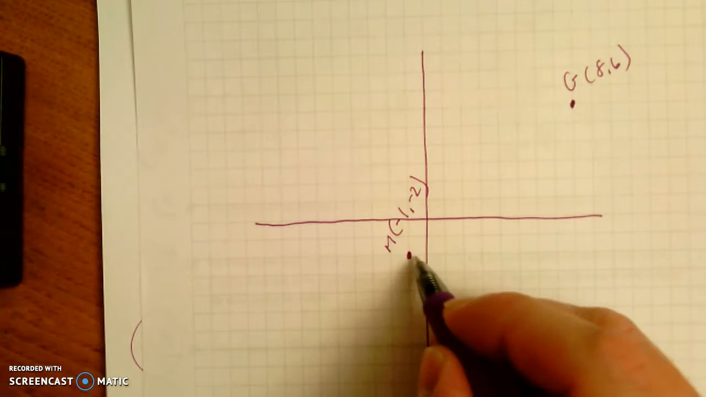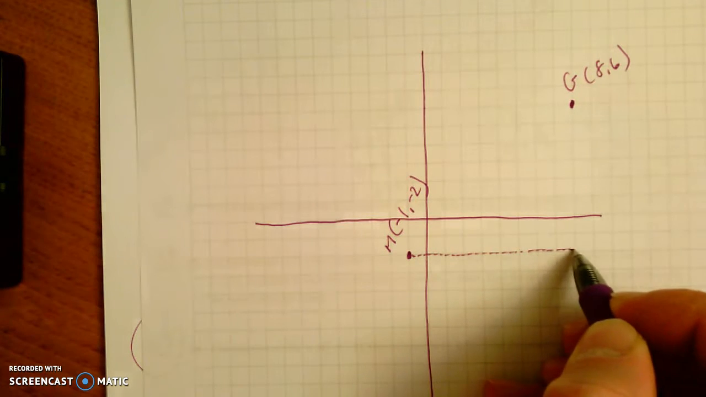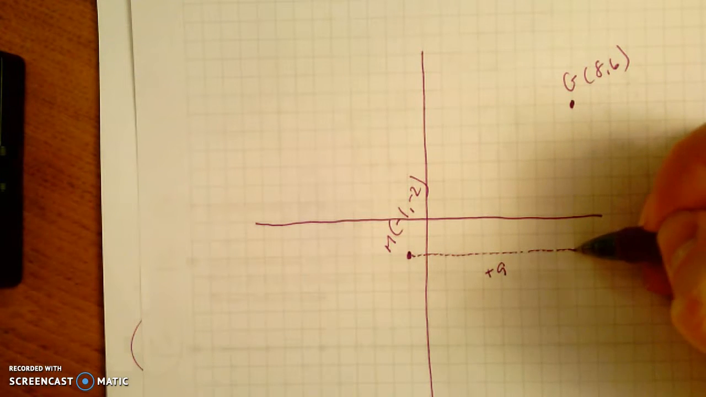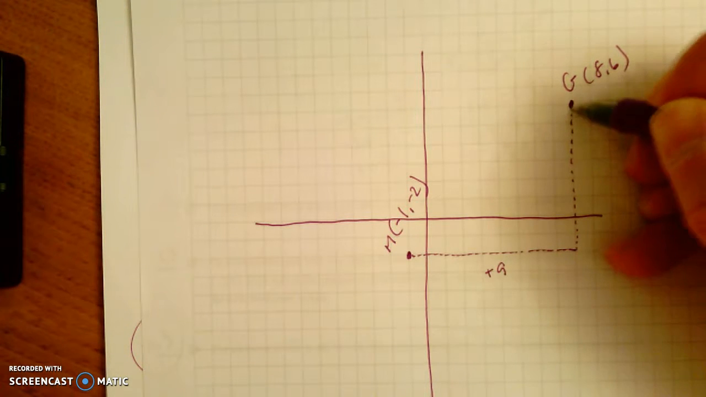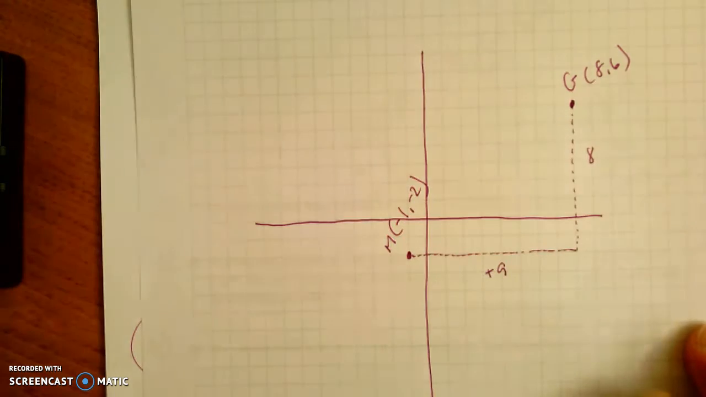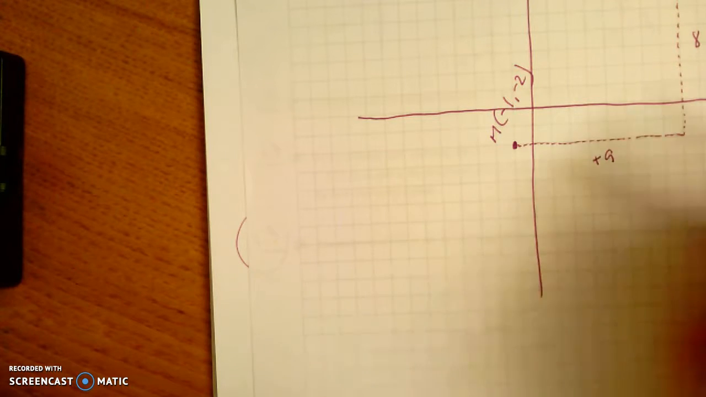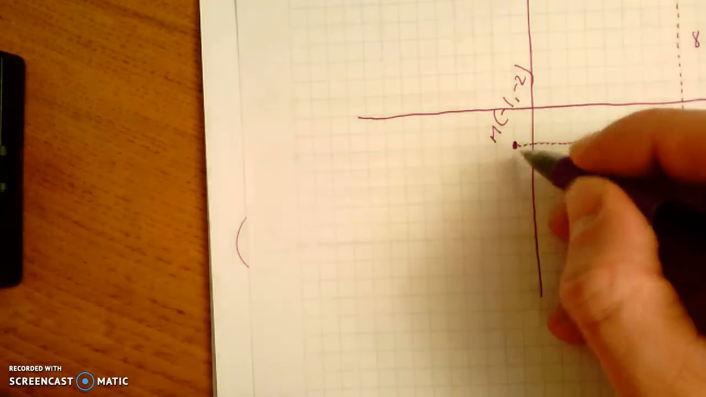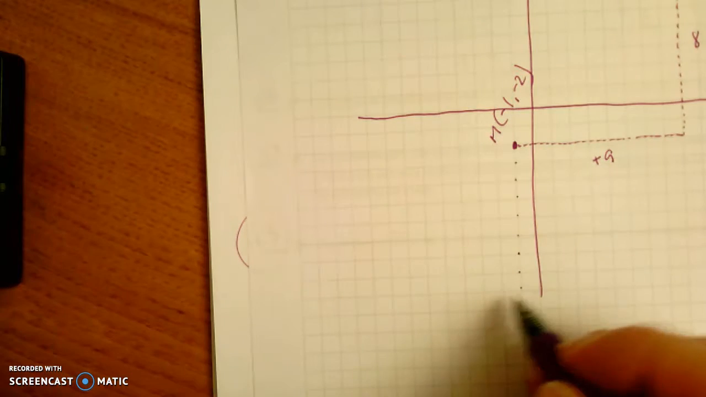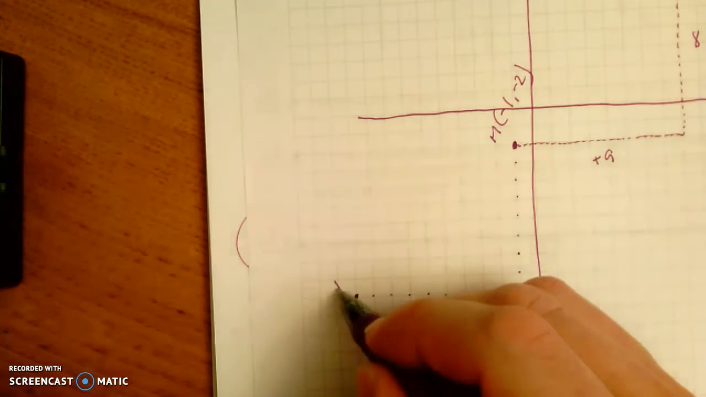Notice that it's over 1, 2, 3, 4, 5, 6, 7, 8, 9, over 9 spaces, and up 1, 2, 3, 4, 5, 6, 7, 8 spaces, over 9, up 8. So to get from G to M to H down here, it's going to be the same down 8 over 9 pattern. So it's 1, 2, 3, 4, 5, 6, 7, 8, then 1, 2, 3, 4, 5, 6, 7, 8, 9. H is going to end up being over here.